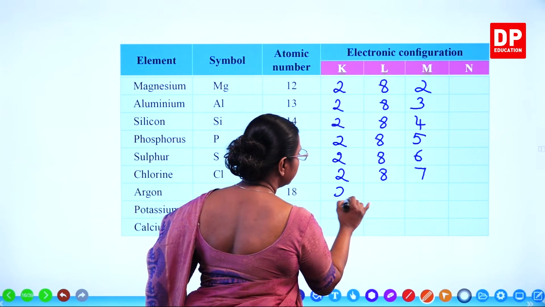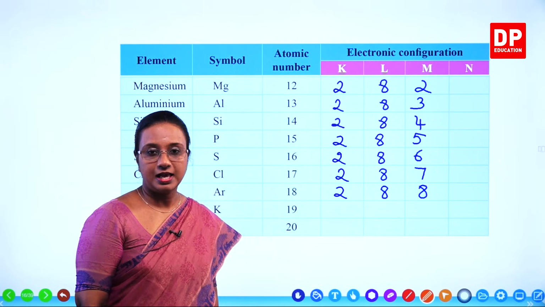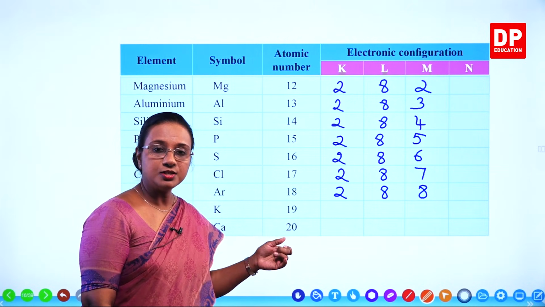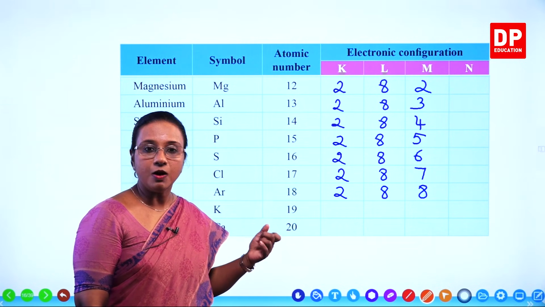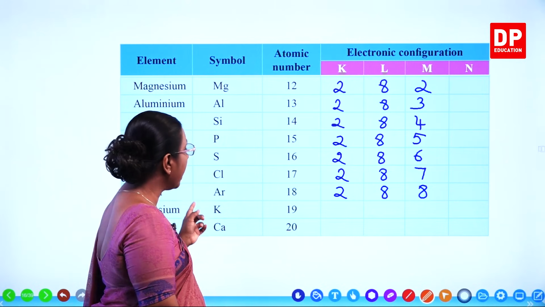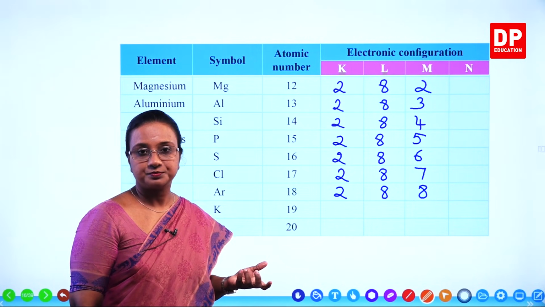Now 2, 8 and 8 electrons. This is also a stable configuration. And here also we consider argon as having a complete shell.